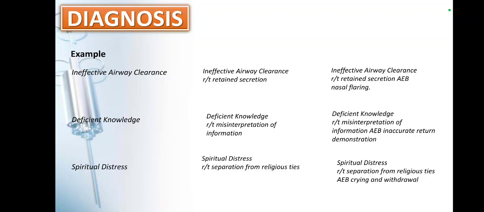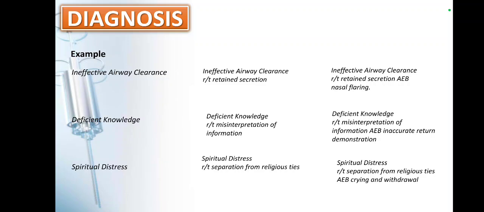Okay, we'll now know that because of the retained secretion, it caused an ineffective airway clearance. Another: ineffective airway clearance related to retained secretion as evidenced by nasal flaring. So that was your evidence. That was the signs and symptoms that supported the problem.